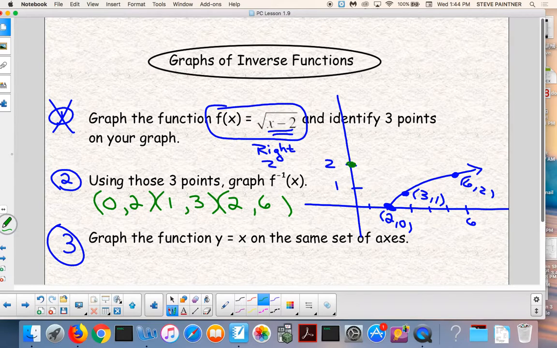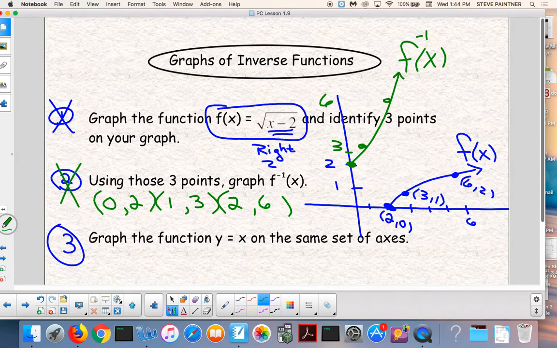There's 0, 2. There's, let's see what's next, 1, 3, and then there's 2, 6. Somewhere up here. See it? There it goes. So which one's the function? This one. Which one's the inverse? The green one. Okay, done.